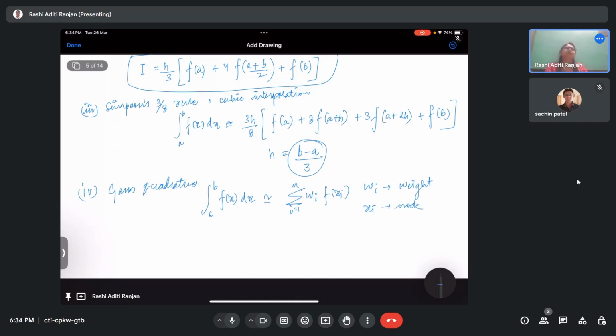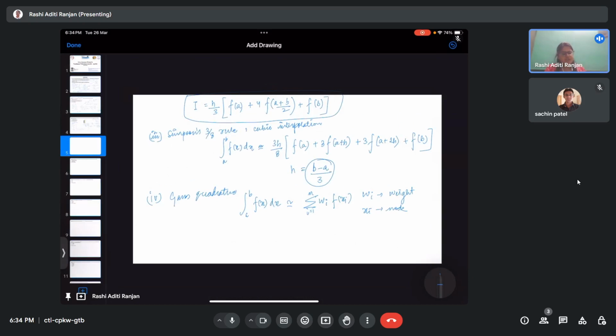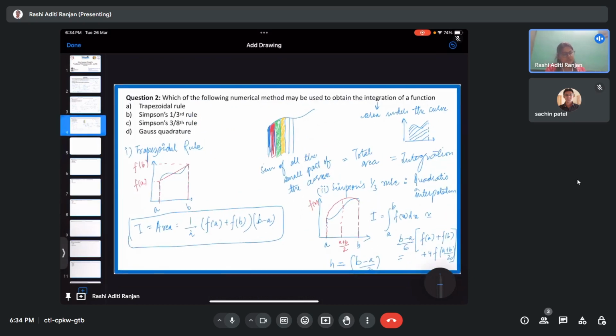Okay, so these are some ways of finding the numerical integration. So the answer to this question, which of the following numerical methods may be used to obtain the integration of a function? All the four are the correct answers. Okay, all four are the correct answer.